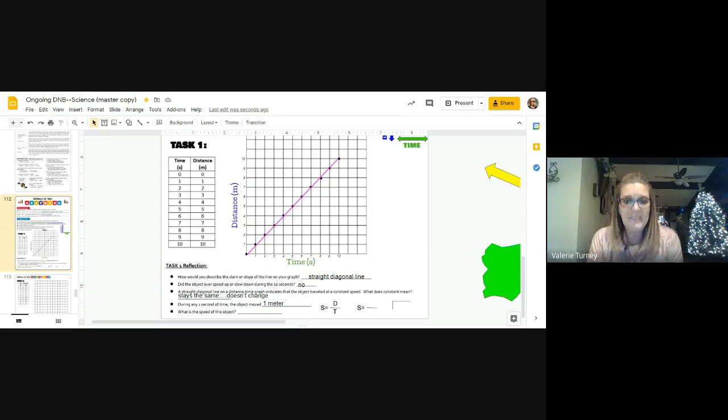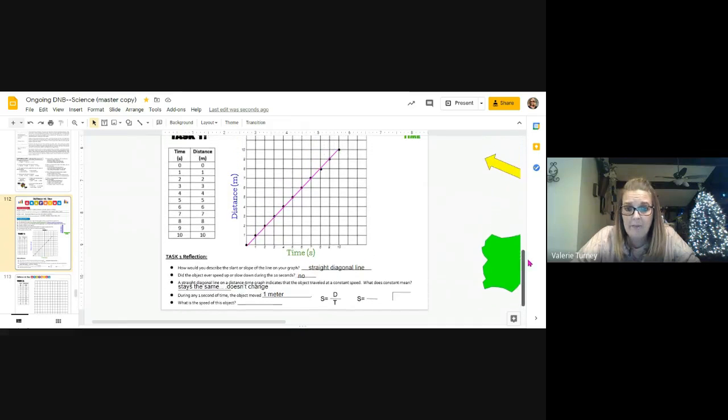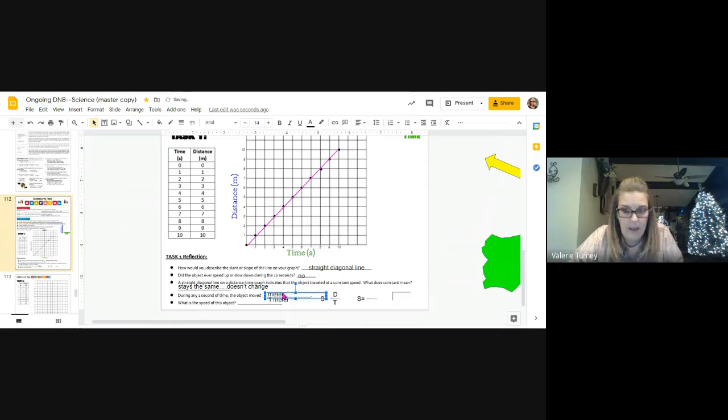So then it says, what is the speed of the object? What we will need to be able to do is take a graph like this and figure out what the speed is. Well, we know that speed is distance divided by time. We've talked about that many times. So we've got to figure out what was the distance of this particular person and how long it took them to get there. If we look on our graph, the furthest distance was 10 meters.